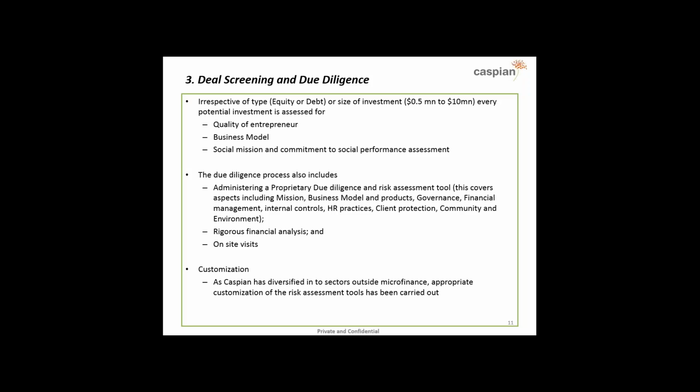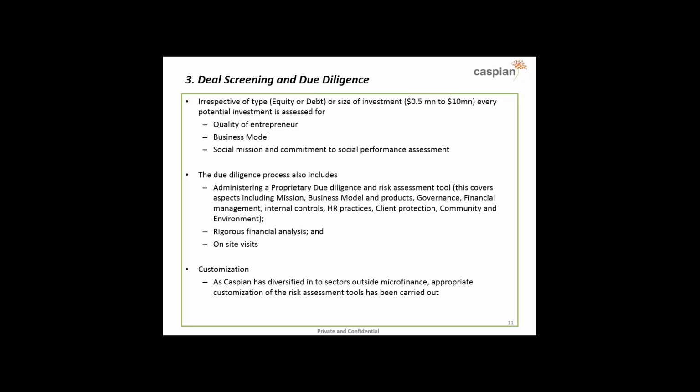Given Caspian's focus, given that we are very clearly focused on the impact space, irrespective of the type of instrument being discussed, whether it's equity or debt, or the size of the investment, which can range all the way from $500,000 to about $10 million, every investment is screened for the quality of the entrepreneur. We place a very high weightage on this, on our comfort with the entrepreneur, on the integrity of the group, of the promoter, the strength of the business model, and how suited it is to the objective of the organization, and how efficient it is, and whether it's really meeting the needs of the target segment, as well as the social mission and the commitment to social performance assessment.